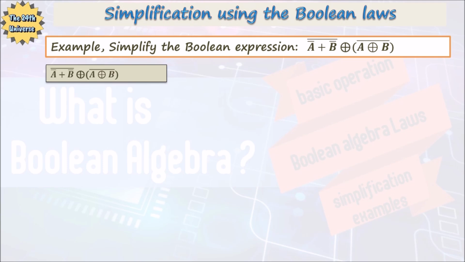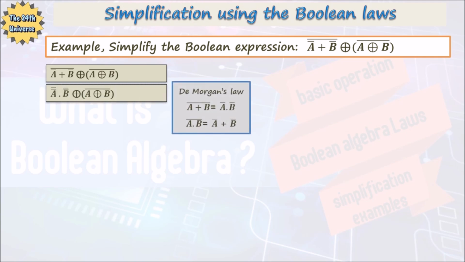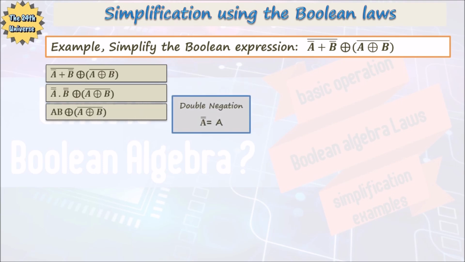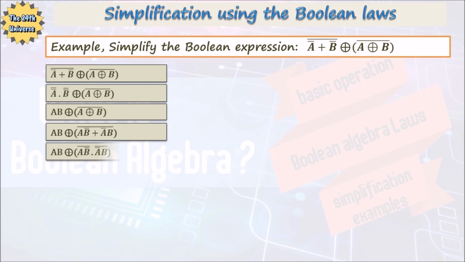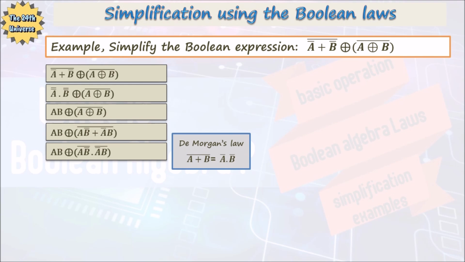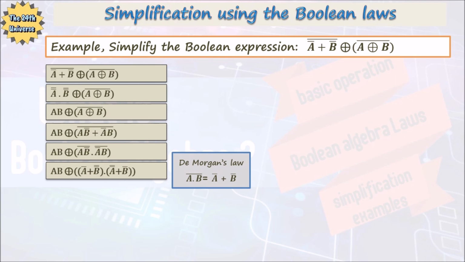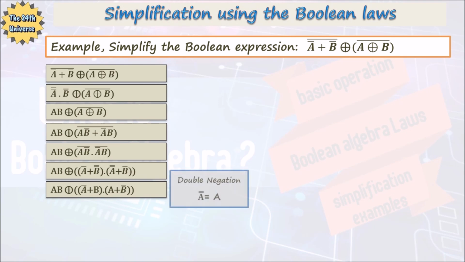Then apply De Morgan's law to the left part of the main XOR like this. Then applying the double negation law, reduce the left part to A and B. Now solve another XOR, reduce it using the XOR reduction, and the bar will be as it is like this. And then apply De Morgan's law like this, where A here is A B bar and B is A bar B. And then again apply De Morgan's law to each of that term like this. Then further apply double negation law.